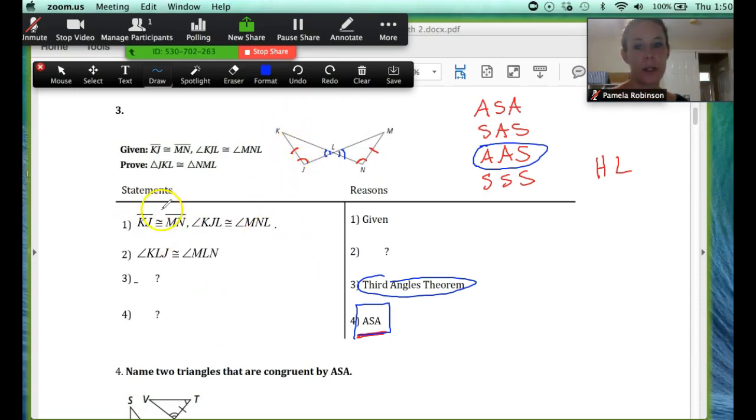So let's walk through this. First of all, we have our given, and we marked it already. That's our given. Then we go angle KLJ is congruent to MLN. So this is KLJ. Let's try that again. KLJ, this vertical angle, is congruent to MLN. So these vertical angles are congruent.